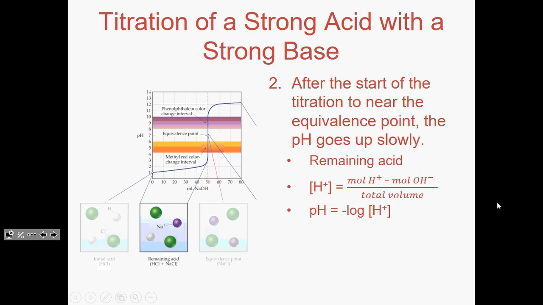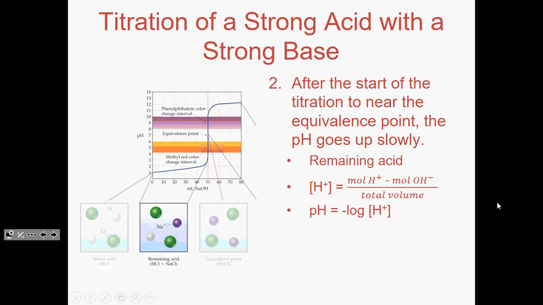If we subtract from that the number of moles of OH- we added, we can find out how many moles of H+ are left, because we're going to have more H+ than OH- at this point. Now that gives us the moles of H+, but molarity is moles per liter, so we take the moles of H+ and divide it by the total volume in liters. And that would give us the concentration of the H+ or H3O+. Take the negative log of that and you've got the pH. Now, what exists in the flask at this point?